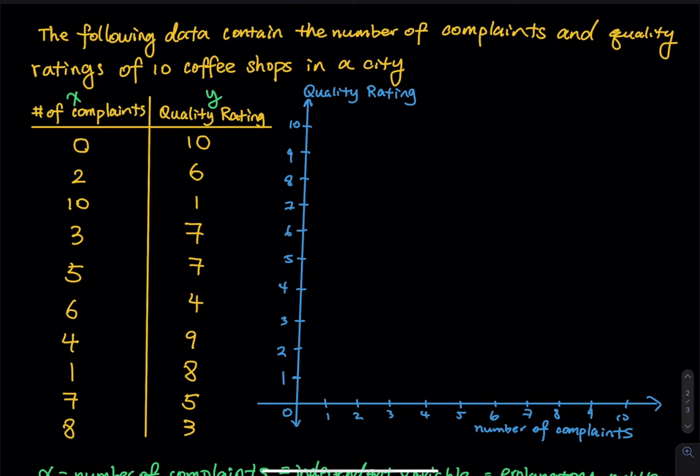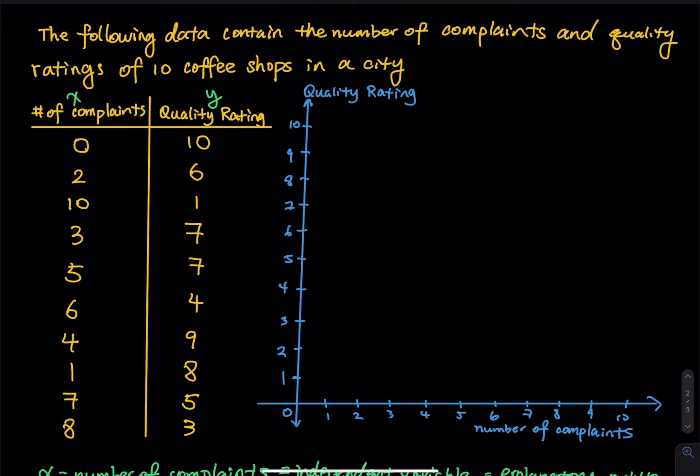The first row, 0, 10. So that represents one coffee shop. That coffee shop has no complaints, and the quality rating is 10. And then another coffee shop, which is in the second row, has 2 complaints and the quality rating is 6. And then the third shop has 10 complaints and the quality rating is 1.